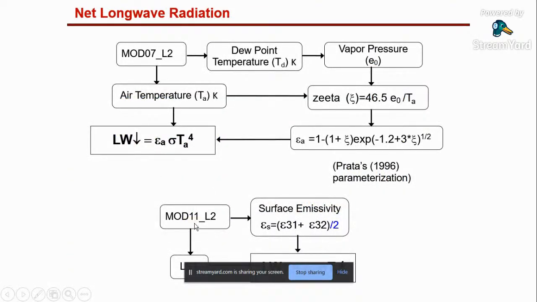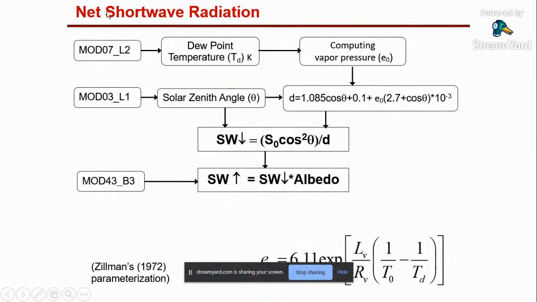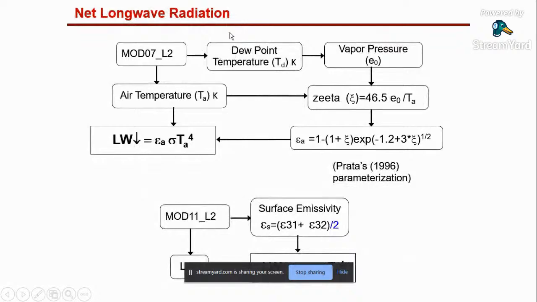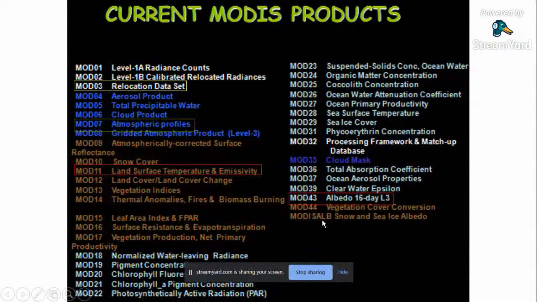Longwave out we have only taken from the MOD11 product, where it gives land surface temperature and land emissivity. Land emissivity is calculated as the mean of band 31 and band 32, which we have considered as the surface emissivity. So now we have net shortwave radiation as well as net longwave radiation, so we can easily compute the net radiation available at the surface.